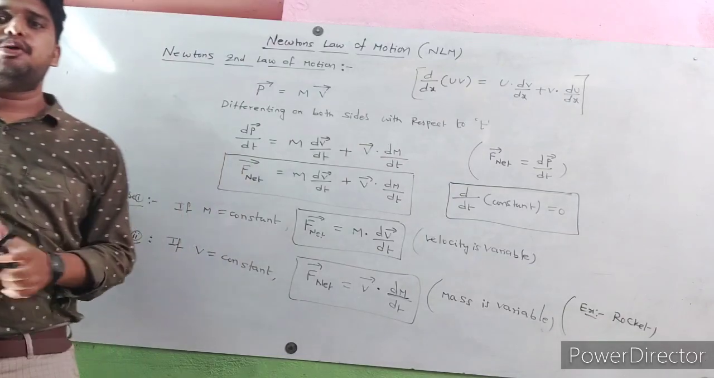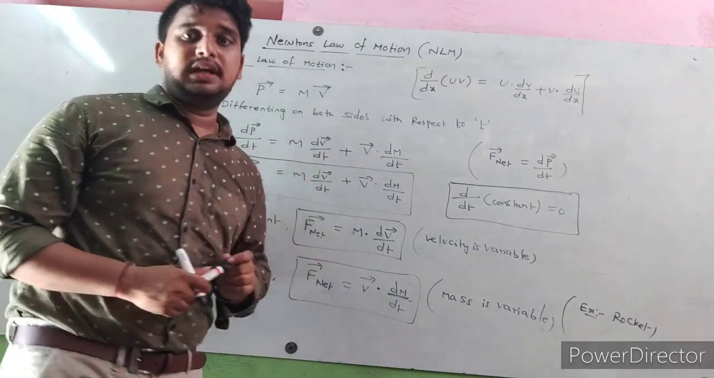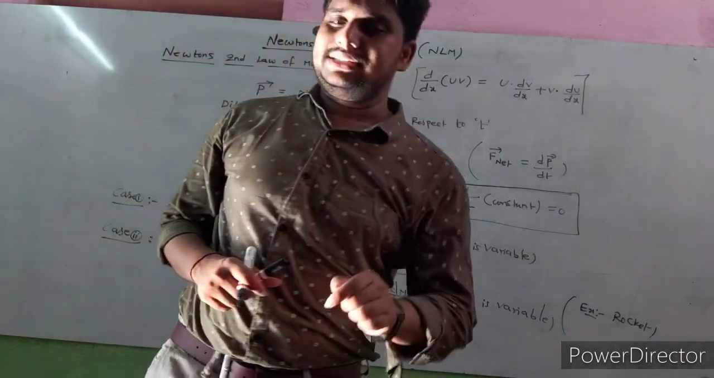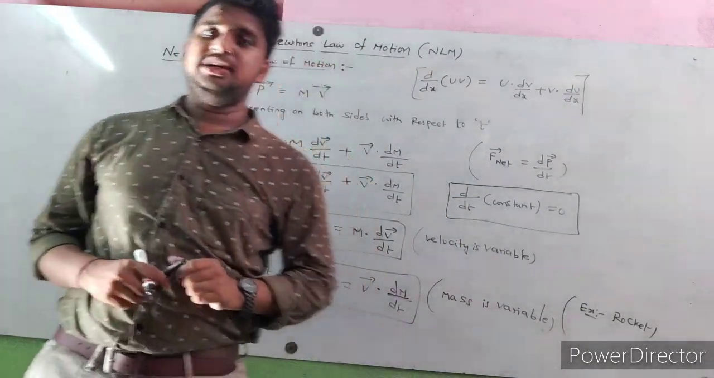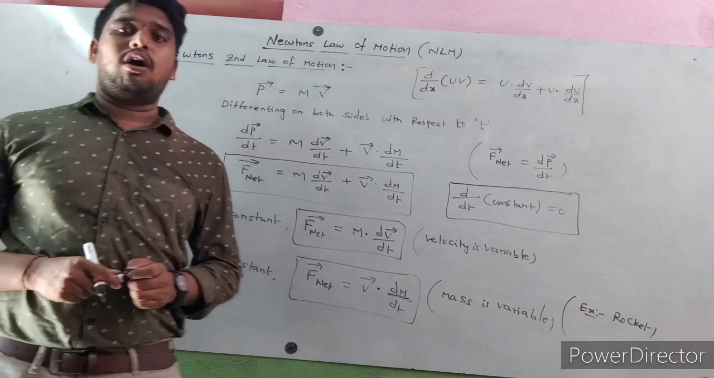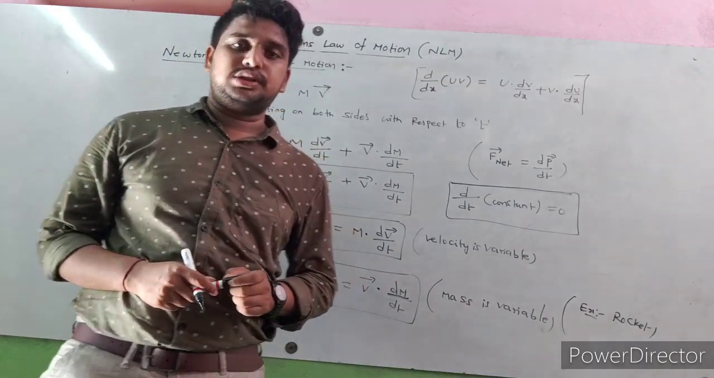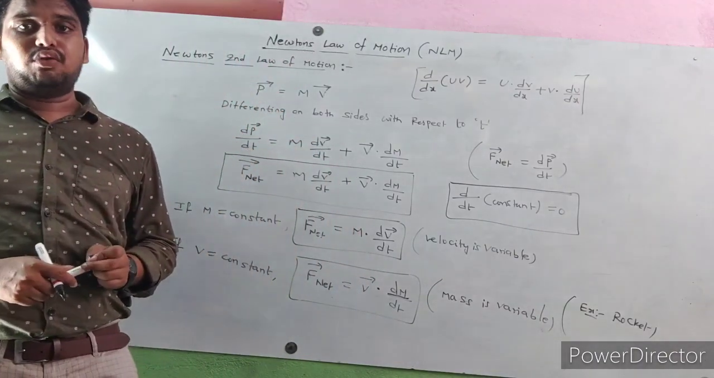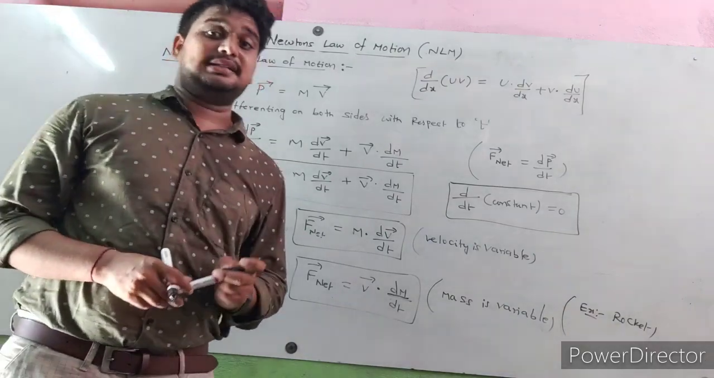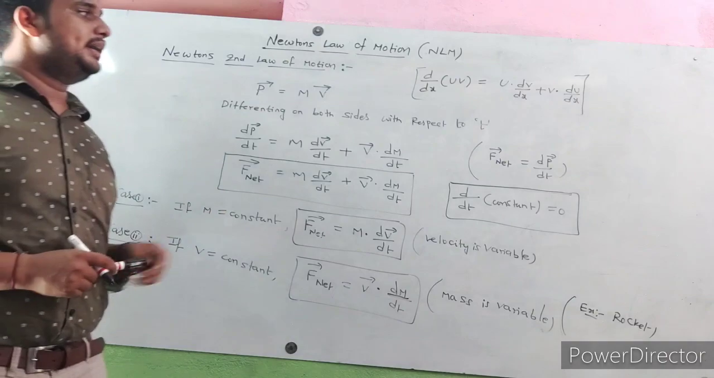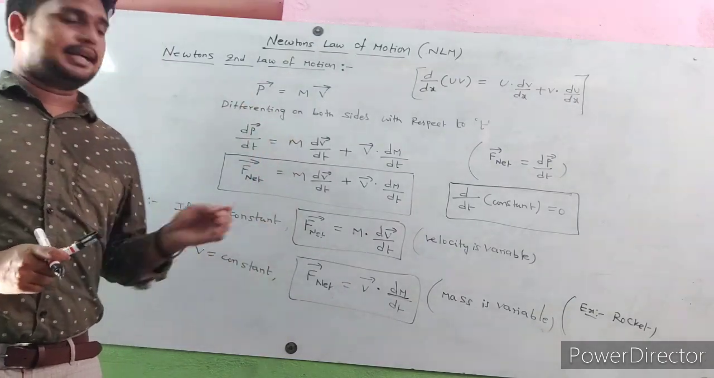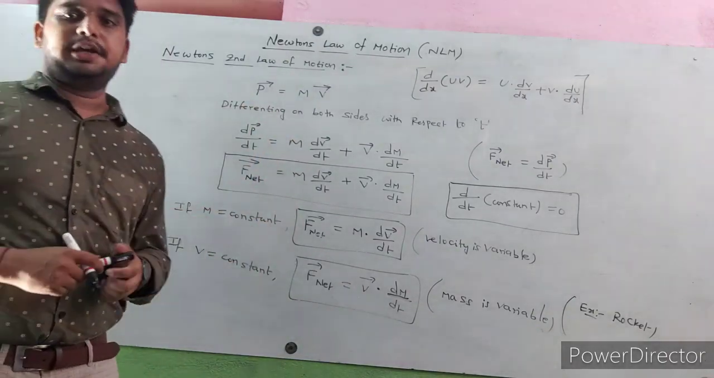So this is about Newton's second law. The statement of Newton's second law is: the rate of change of linear momentum is always directly proportional to the net external force or resultant force acting on a body. This is the statement, and this is the derivation of Newton's second law. These two cases are very important.